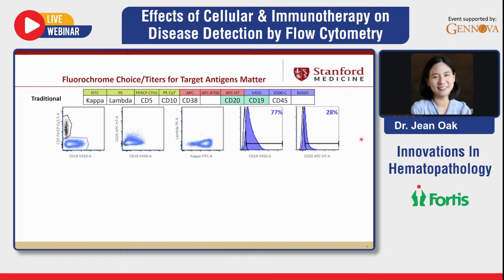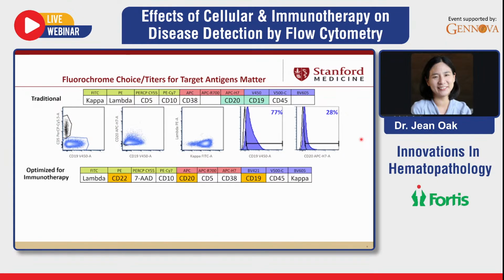But what happens if you change the tactic for your panel design, so you increase the sensitivity of your pan B cell antigen signal by pairing it with, instead of a dim fluorochrome, a bright fluorochrome? The data actually changes quite a bit.